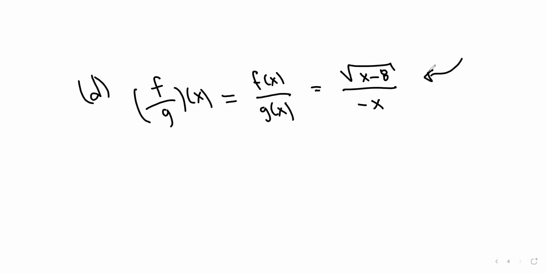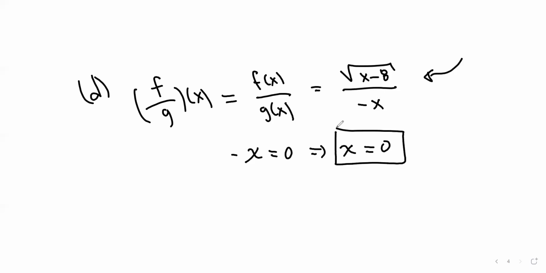Now the domain is again going to be the intersection, but here we have an additional requirement: what makes the bottom 0, because this is a rational function. So set the denominator to 0. Negative x equals 0 means x equals 0. We're going to delete this number from the domain, because it makes the denominator 0.